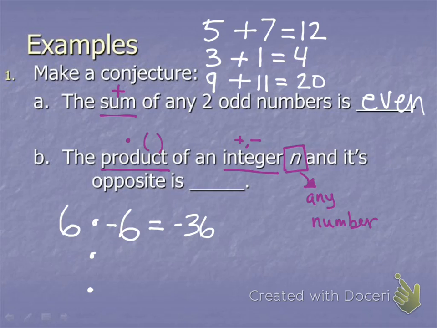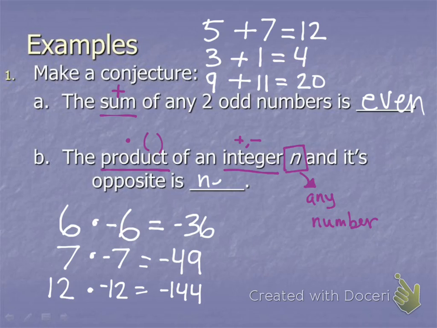Give me another N value. 7. The opposite of 7 is negative 7. What's 7 times negative 7? Negative 49. Very good. Can I get another one? 12. What's the opposite of 12? And 12 times negative 12 is negative 144. What are you noticing about all these answers? The answers are all negative. Negative. That is my conjecture. Very good.